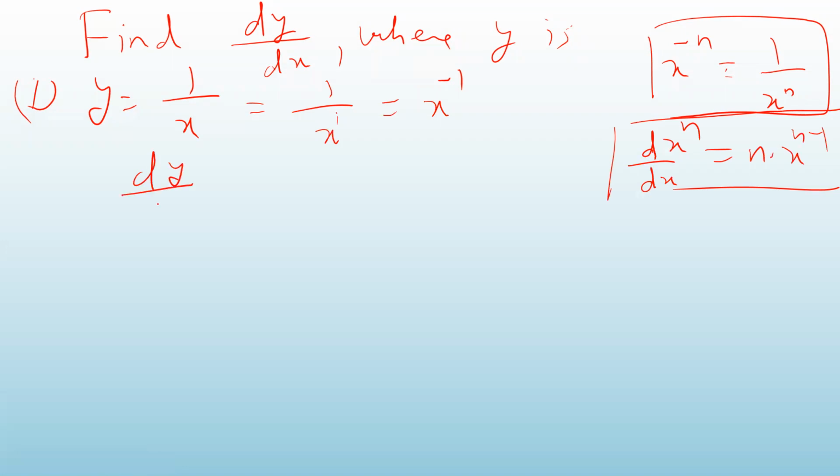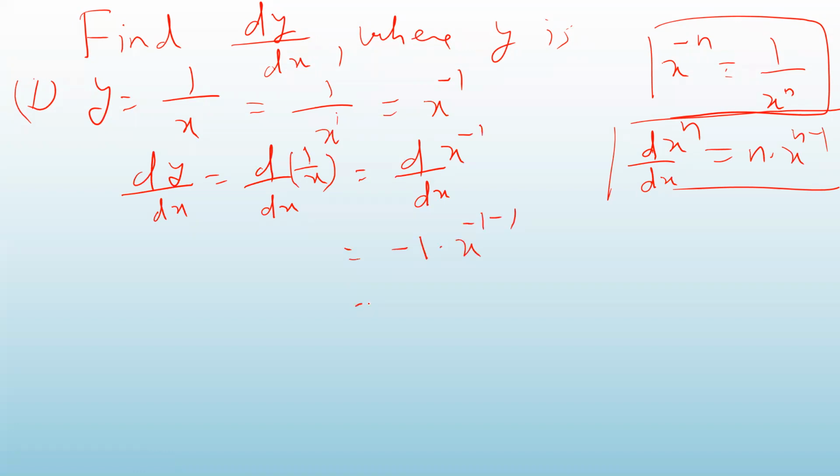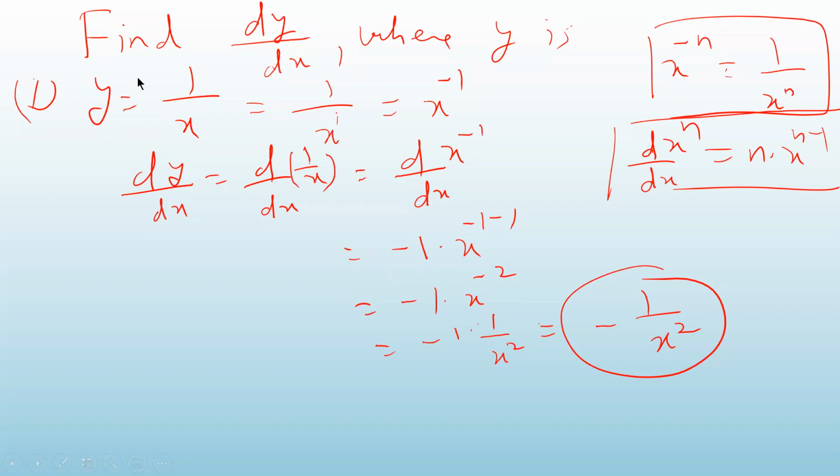So derivative of this y will be derivative of 1 upon x, but 1 upon x I have written as x to the power minus 1. So this will become minus 1 into x to the power minus 1 minus 1, that is minus 1 into x to the power minus 2. While writing the answer, this negative power has to be converted to positive, so I will bring it in the denominator. Now this will be minus 1 upon x square. So this is one method of solving this problem.